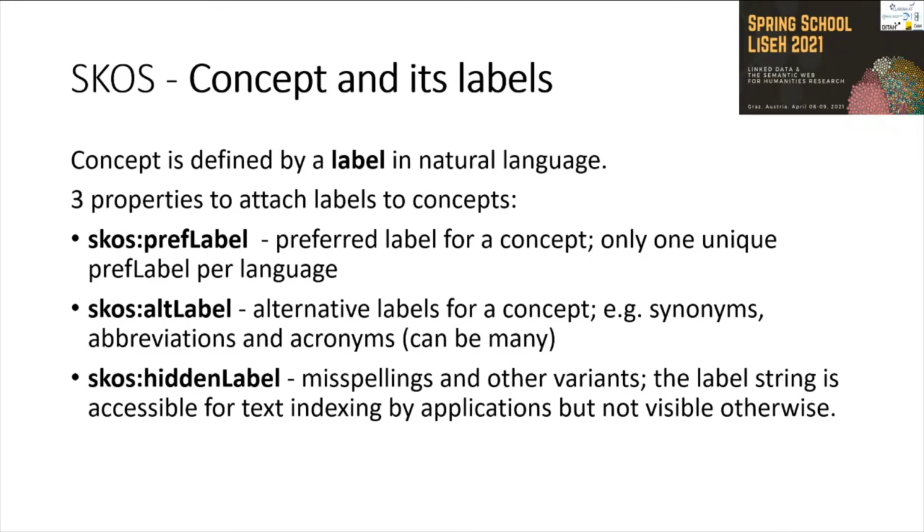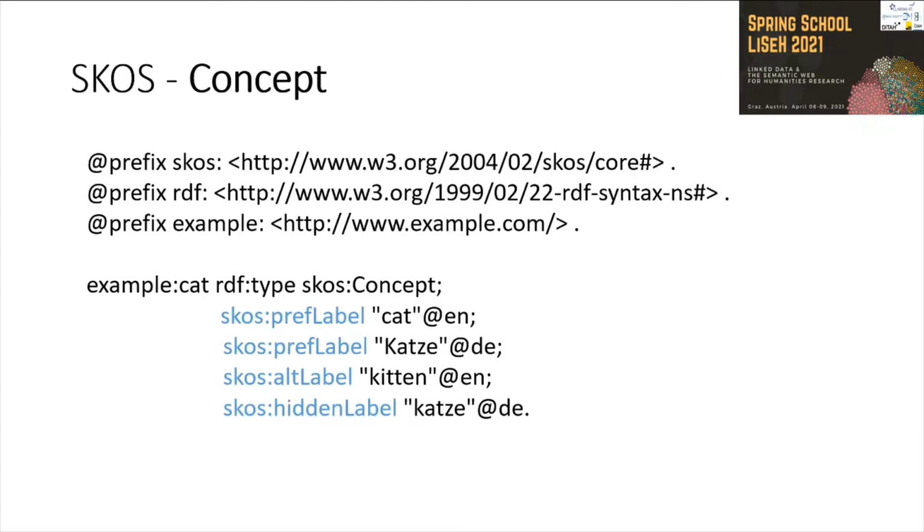The second is SKOS altLabel. This is an alternative label for a concept, and it's used to store concept synonyms, abbreviations, or acronyms. The third property is SKOS hiddenLabel. It's used for capturing misspellings and other spelling variants of concept labels. This is an example of how the concept of cat is assigned several labels in different languages in RDF syntax.